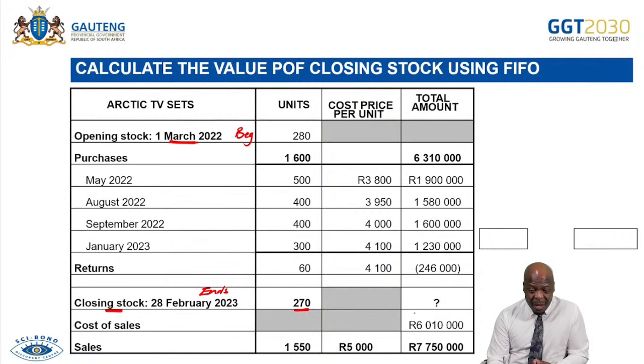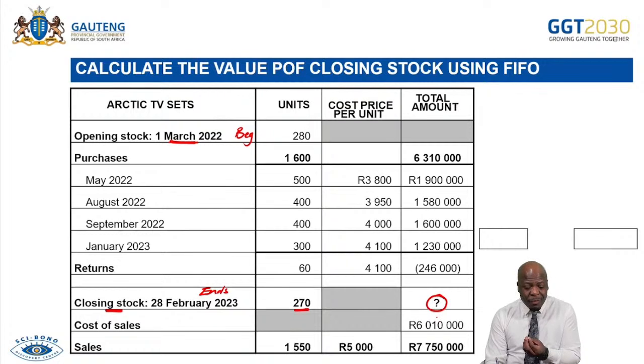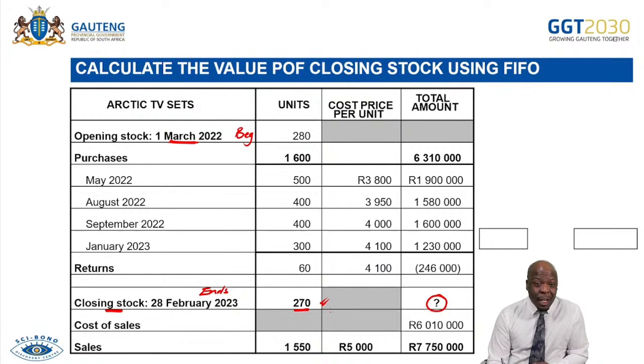Our task is to find a value that we put on this question mark. We seek to calculate the value of these 270 units. There are 270 units left at the end of the year. We seek to give them value. How much are they worth? Remember, when we prepare our financial statements, such as your statement of comprehensive income and your statement of financial position, we would want to know how much is the stock on hand at the end of the financial year.